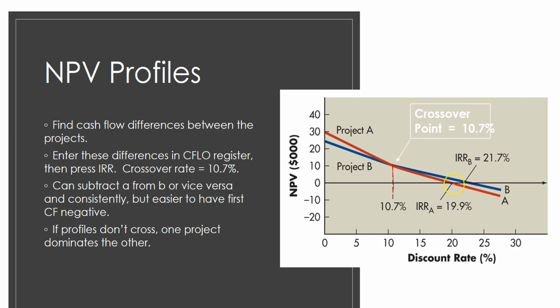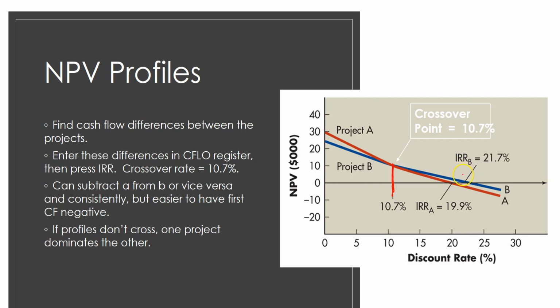Below 21.7% discount rate, project B is unacceptable. So this shows us different scenarios for different projects and for different cost of capitals. Now, if you wanted to actually calculate what this crossover rate is, because I just told you it's 10.7%, but I didn't tell you how to calculate that 10.7%.